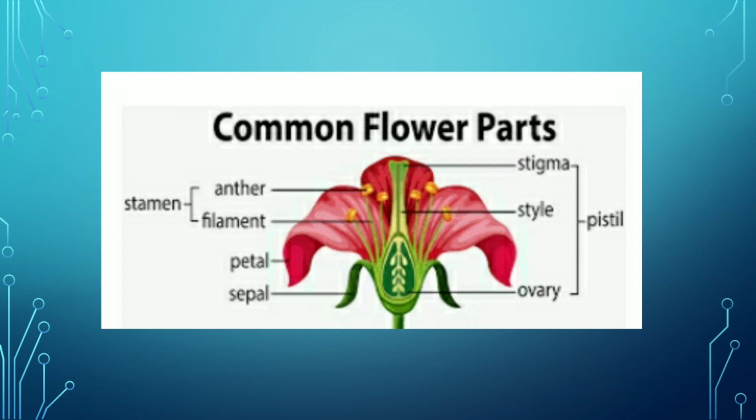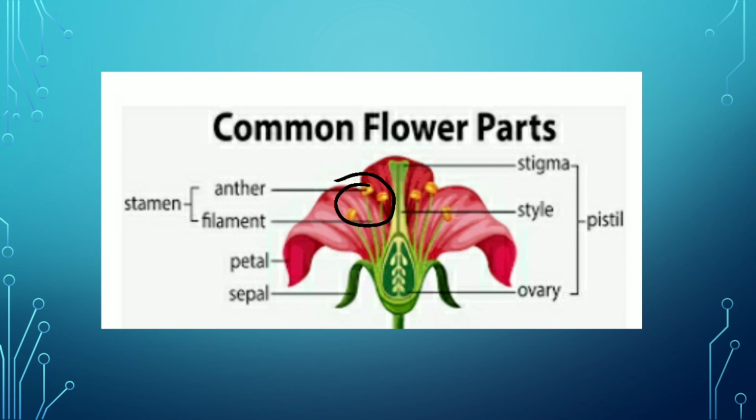So, let us start with stamen. It comprises two parts, that is anther and filament. It is the male reproductive part of the flower. A single flower may have a number of stamens in it. Now, let us begin with anther. It is a bilobate structure containing two pollen sacs present at the tip of the stamen. These produce pollen grains that are yellowish in color, that are this one.